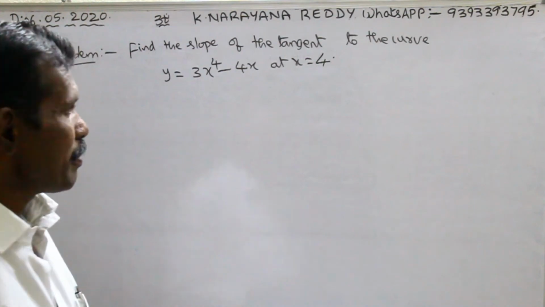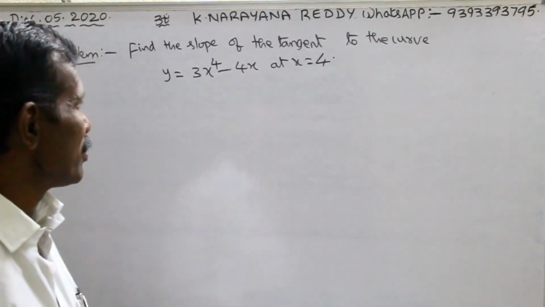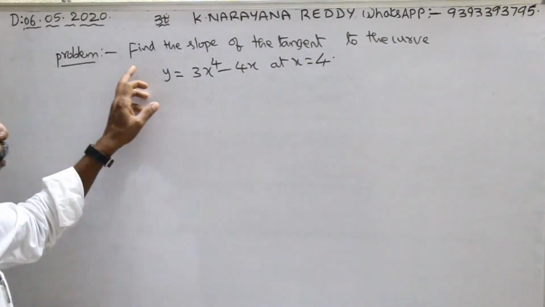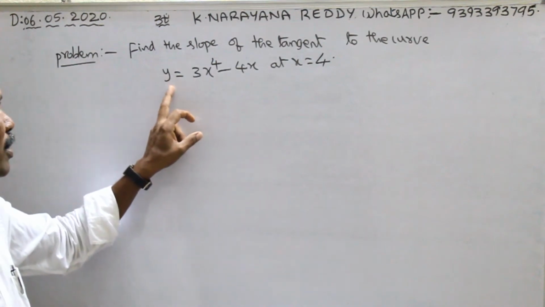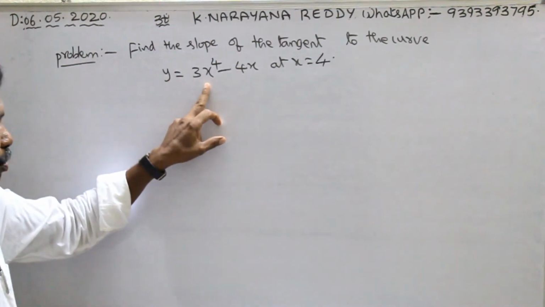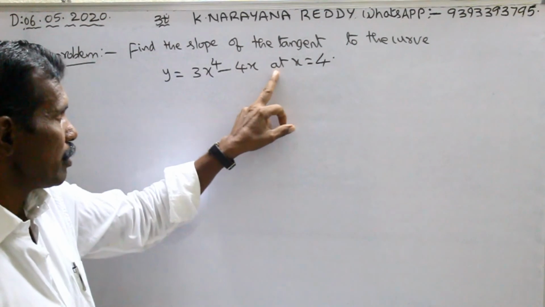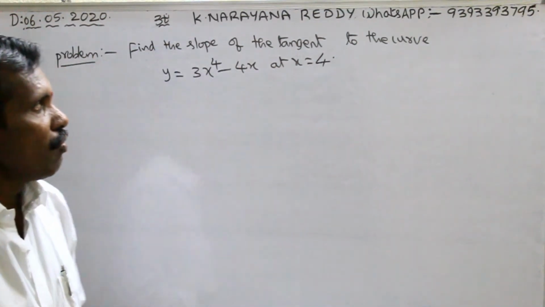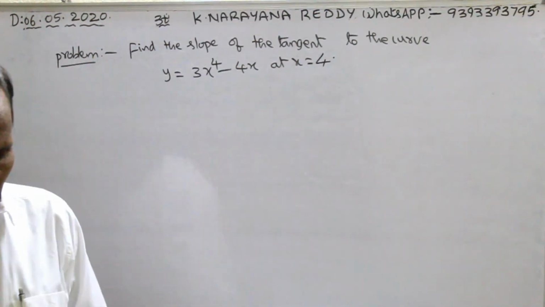In this class I am explaining about the problem. Find the slope of the tangent to the curve y equals 3x to the power 4 minus 4x at x equal to 4. What is the slope? How to find the slope?